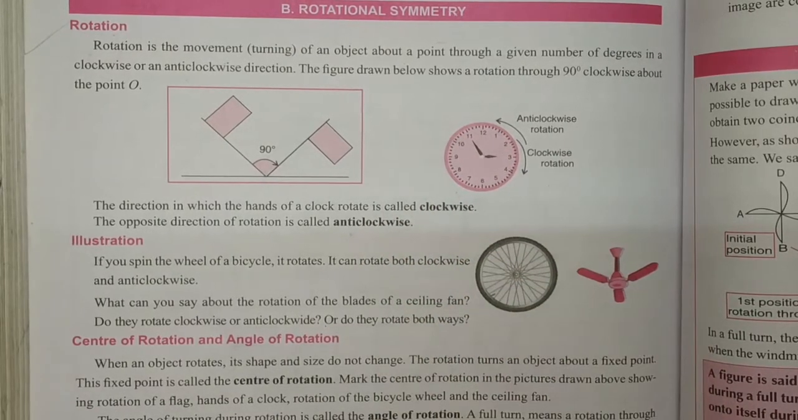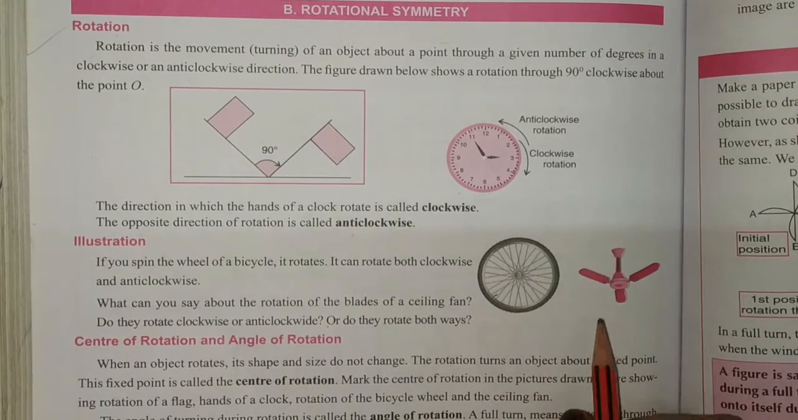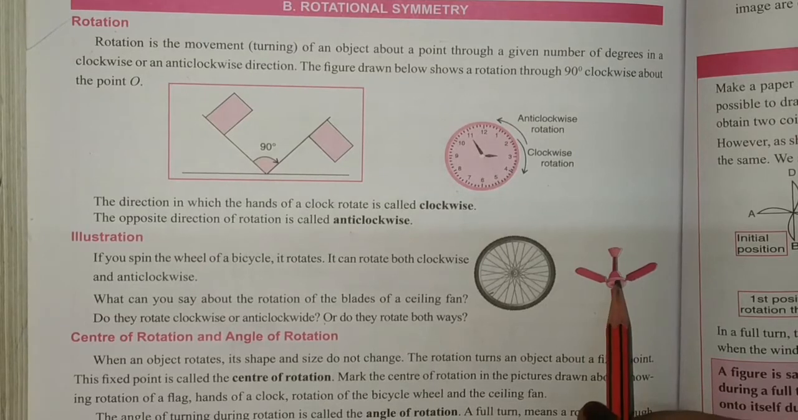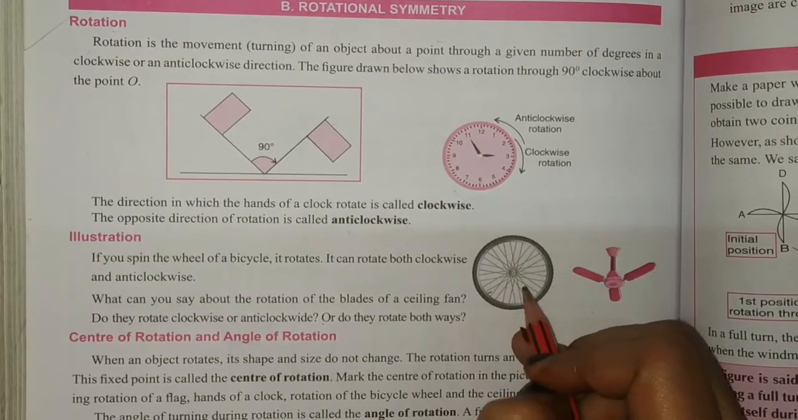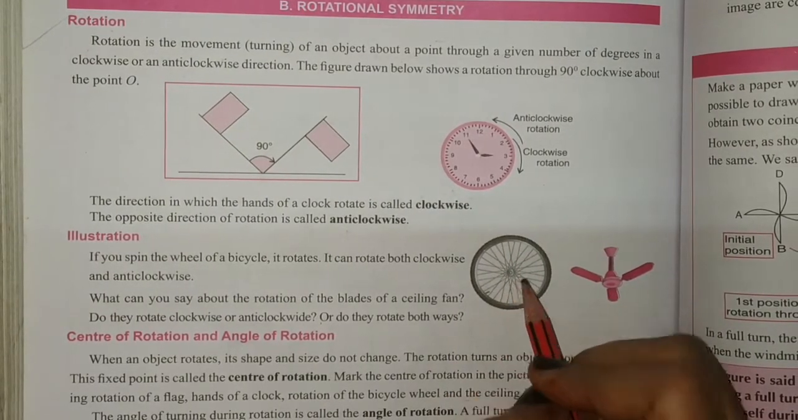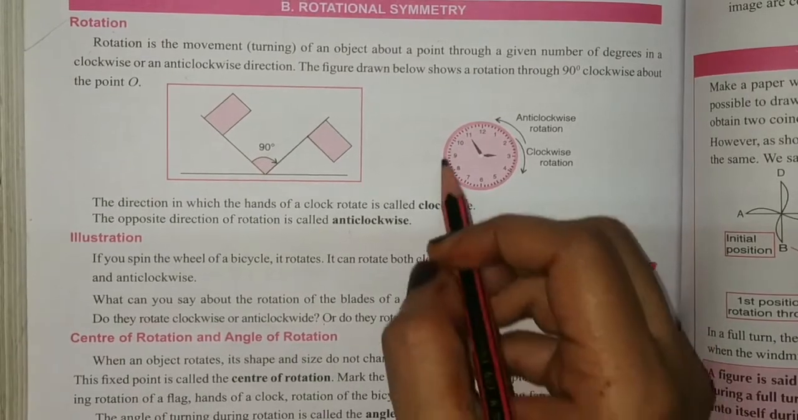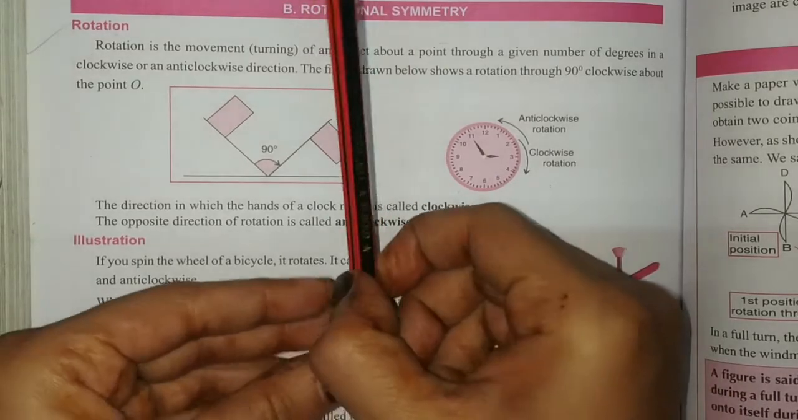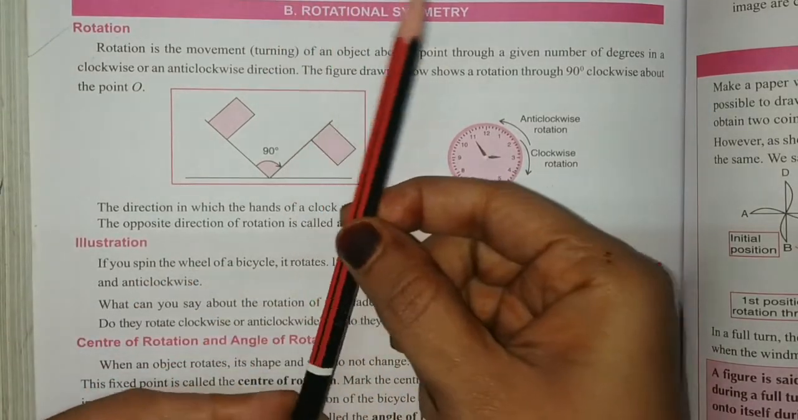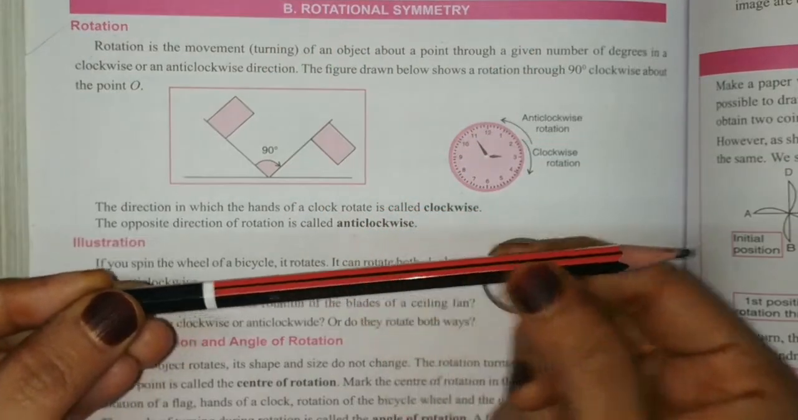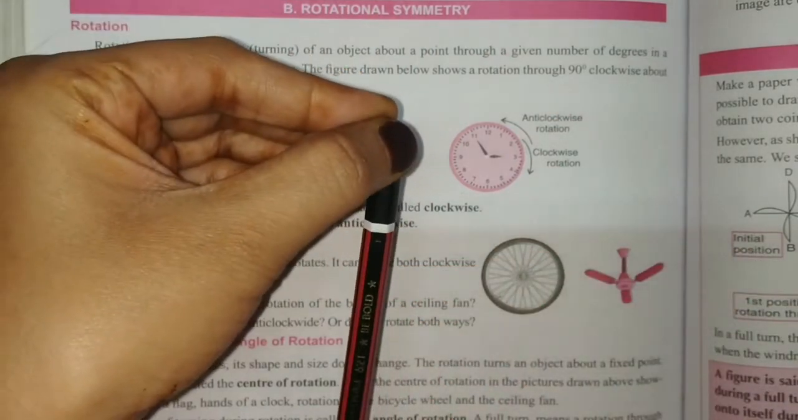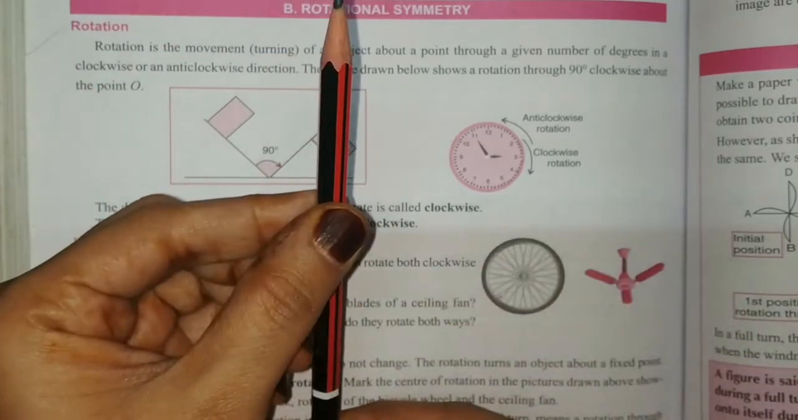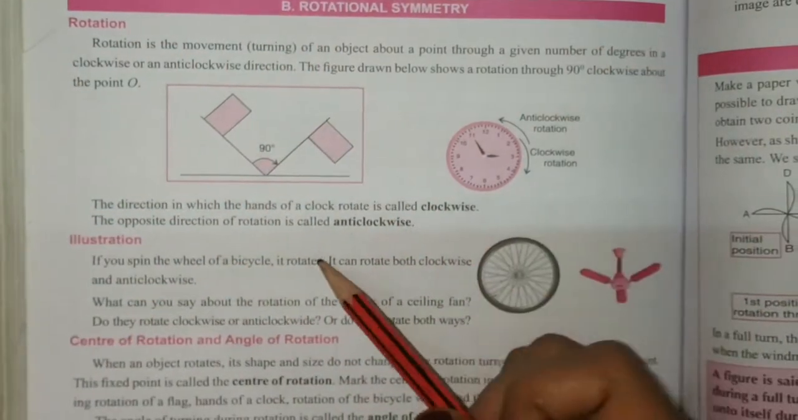We have a lot of examples, like your fan. You can see your fan is also rotating. The wheel of a bicycle will also rotate in a clockwise, also in an anti-clockwise direction. For example, if I have this pencil, I am going to rotate it through 90 degrees clockwise. So it will go here. Again 90 degrees means it will reach here. Then again I'll rotate, 180 degrees. Then a complete rotation gives a 360-degree angle.